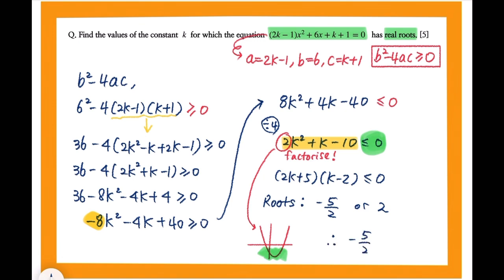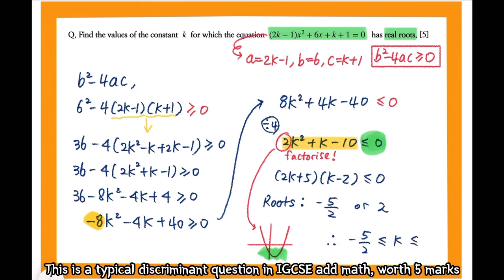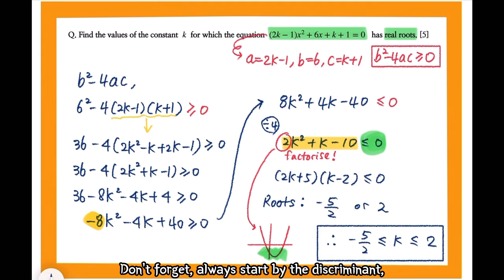Typical discriminant. This is a typical discriminant question in IGCSE Math for 5 marks. Don't forget to always start with the discriminant b squared minus 4ac.